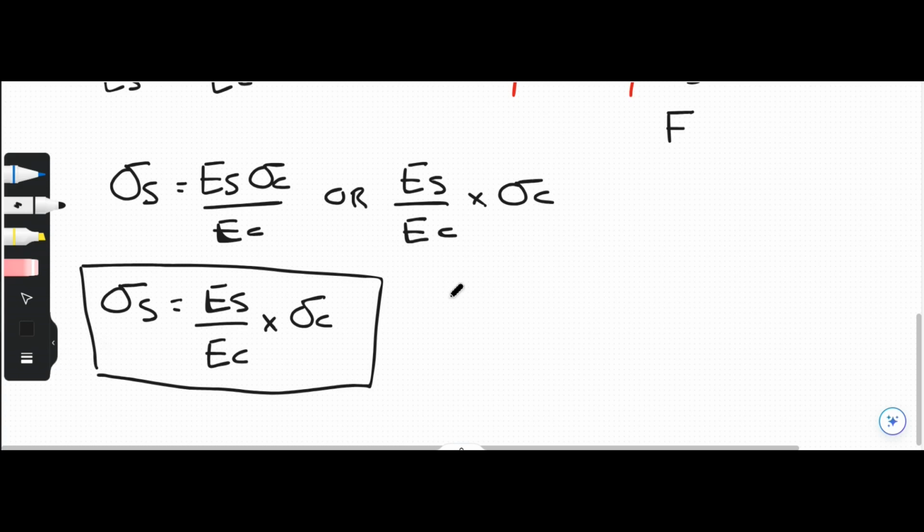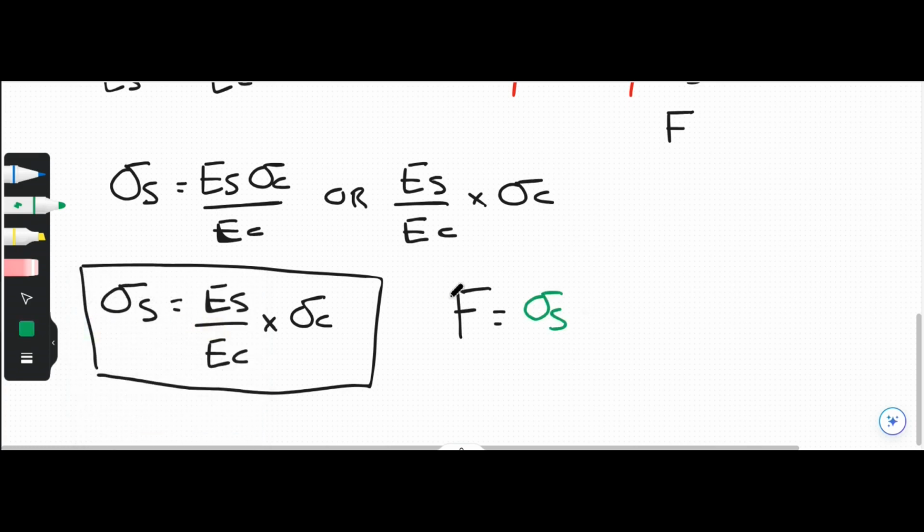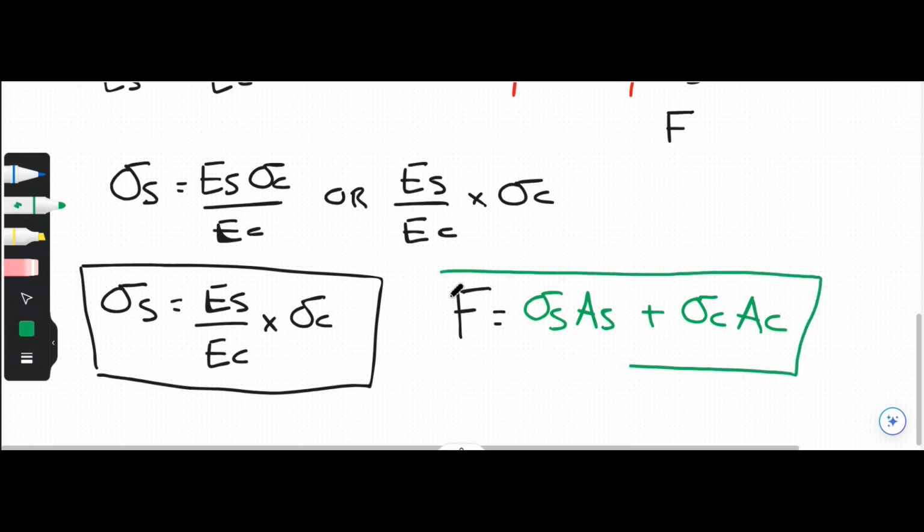Now I also know this formula here for the force. Force is equal to stress in the steel times the area of the steel, plus stress in the concrete times the area of the concrete. That's just stress is force divided by area. So there's another formula. Don't forget, I know what the force is and I know what these areas are. I can work them out.